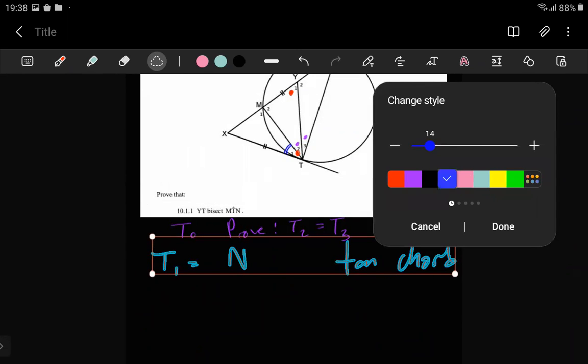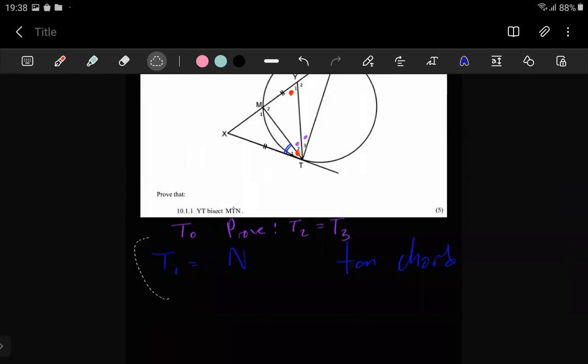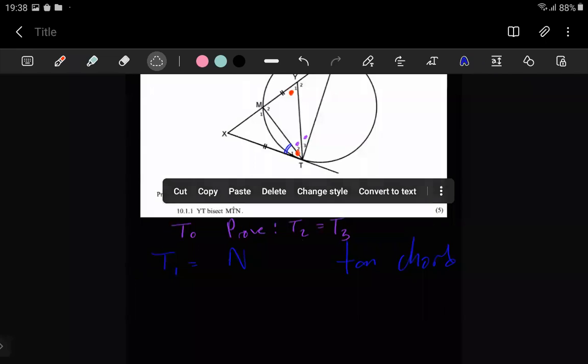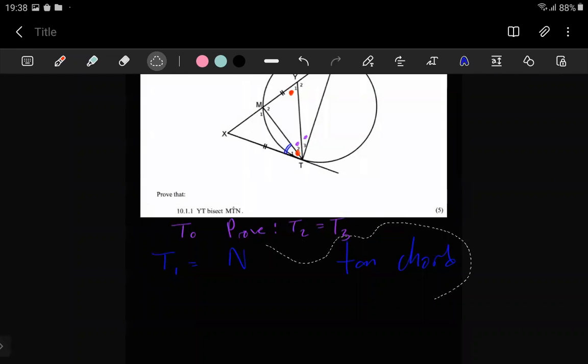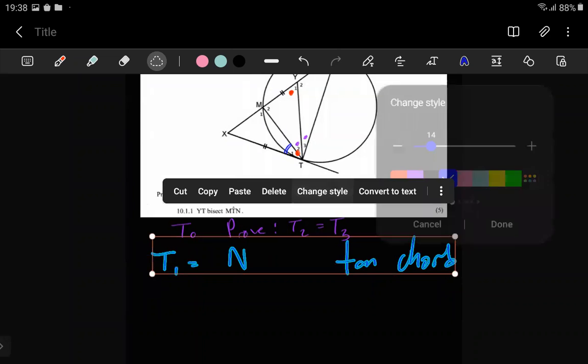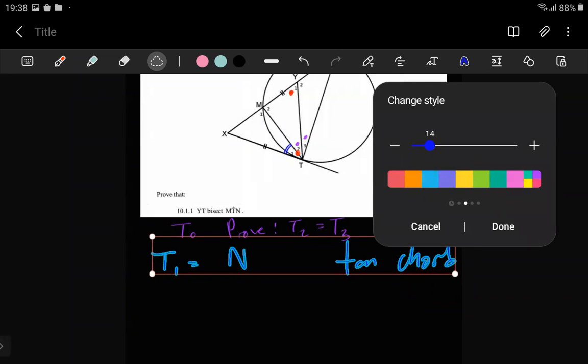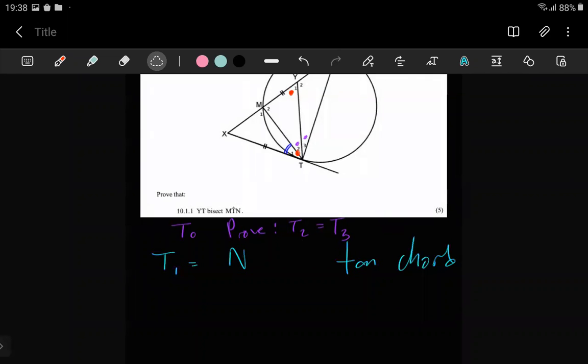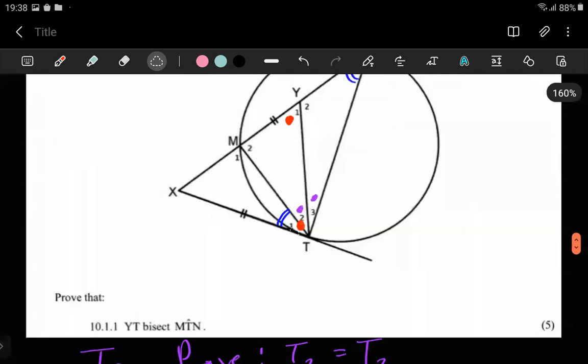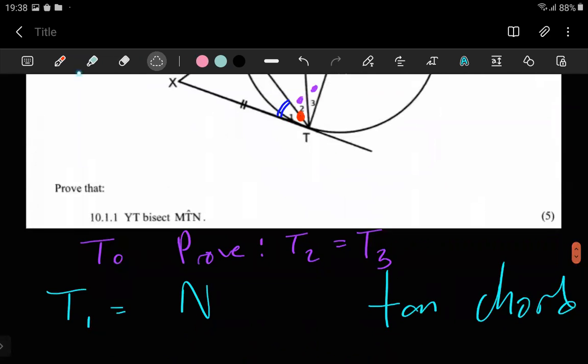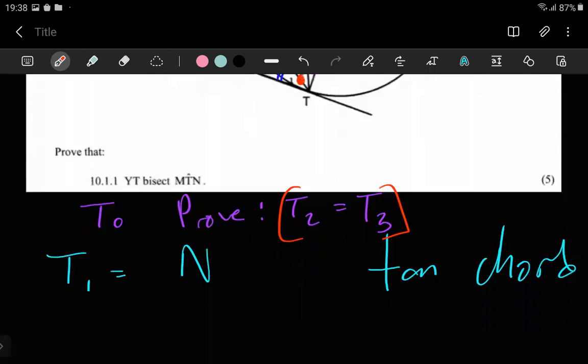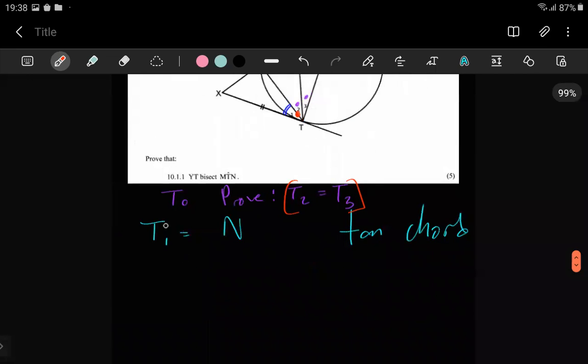So let me change this to blue. It's a bit dark, so we're going to have to change it to something lighter, like a lighter blue. Which blue now? I think this blue will work. So with that being said, we also need to tell them about T1 and T2, because remember, our goal is to show that T3 and T2 are equal. So let's get T1, T2, and T3 into our statements and reasons.